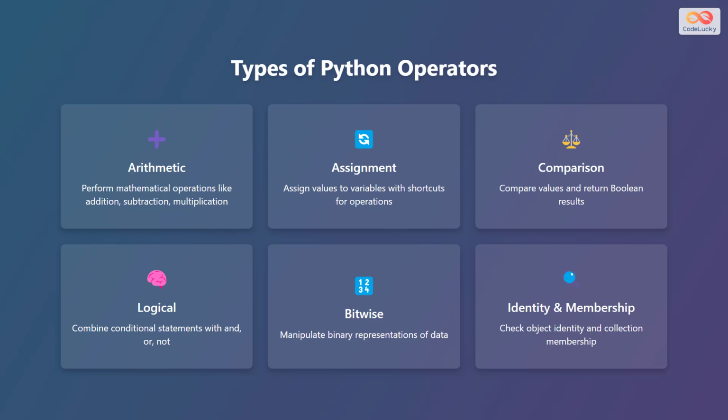We also have logical operators that combine conditional statements using and, or, and not. Bitwise operators allow you to manipulate the individual bits of data. Finally, there are identity and membership operators which check for object identity and whether an item belongs to a collection.